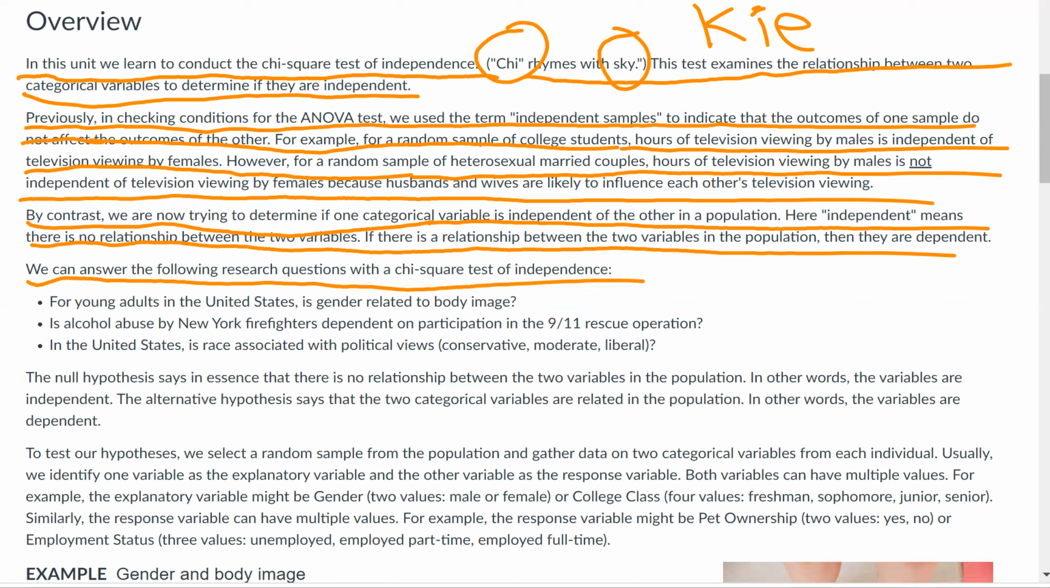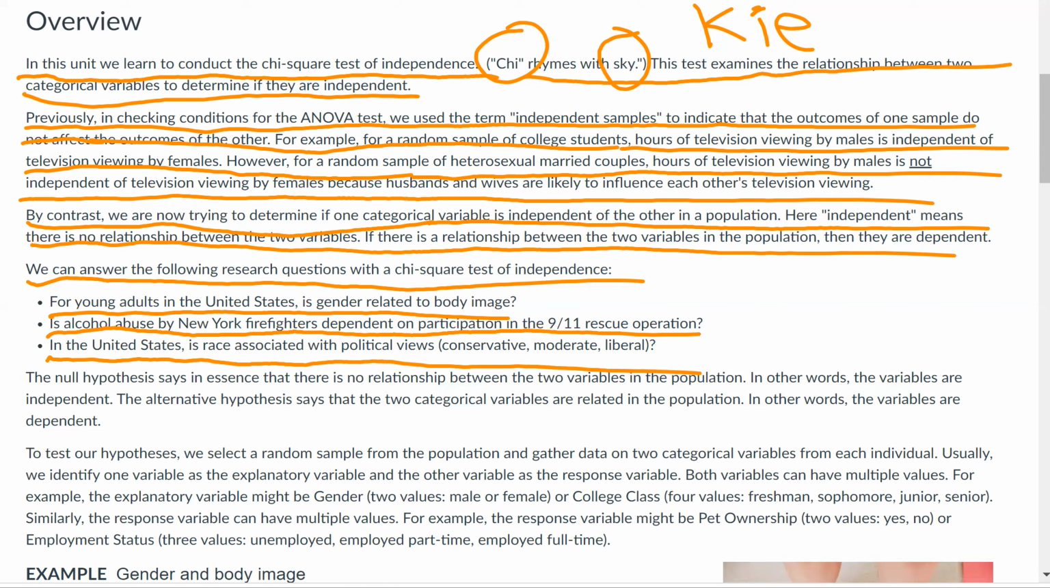One example would be: for young adults in the United States, is gender related to body image? Another might be: is alcohol abuse by New York firefighters dependent on participation in the 9/11 rescue operation? A third example could be: in the United States, is race associated with political views, conservative, moderate, or liberal?